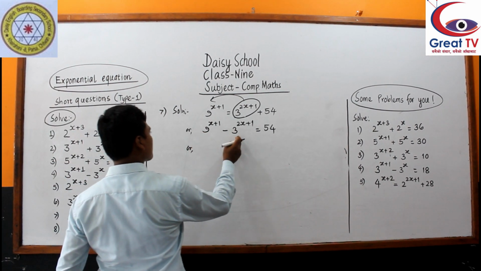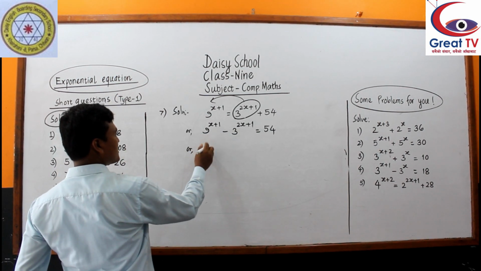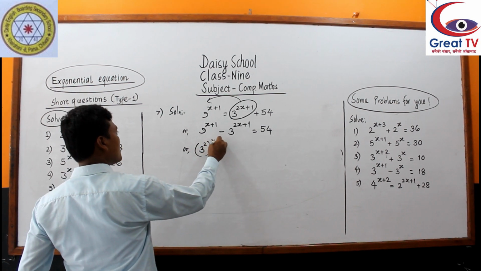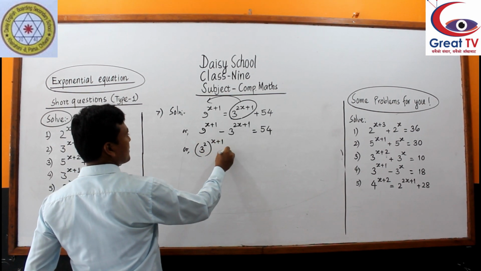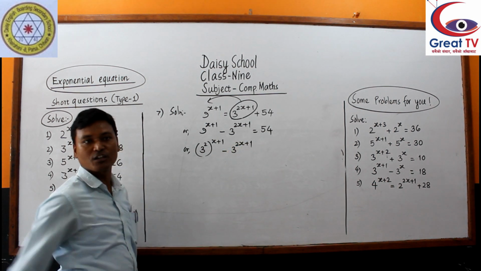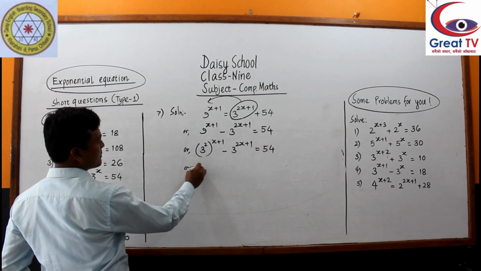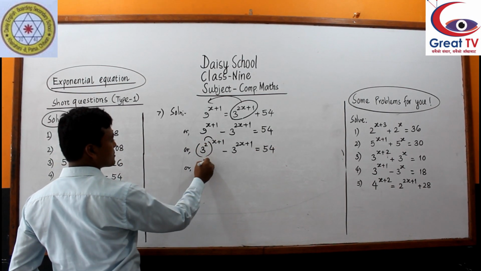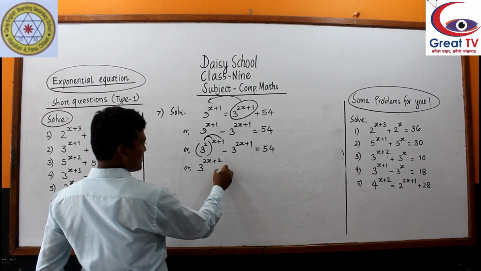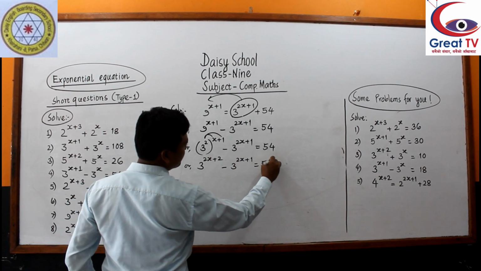Here is 9, here is 3. So let us make both bases equal. In the place of 9, we can write 3 square. The whole power we have is x plus 1, minus 3 to the power 2x plus 1, same copied, equals 54. Well, then I have 3 to the power 2 times x plus 1, which is 2x plus 2, minus 3 to the power 2x plus 1 equals 54.